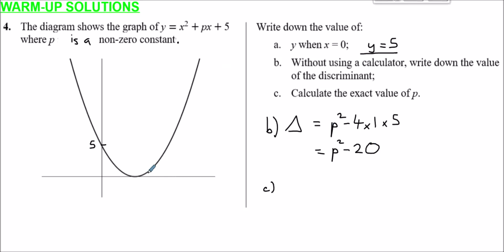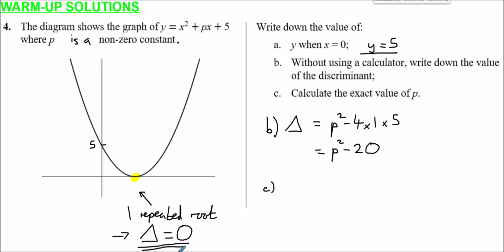For part C, calculate the exact value of p. Well, if we look here, we can see that this curve only meets the x-axis in one particular place. So it's just got one repeated root. So because we can see it's got one repeated root, that tells us that the value of the discriminant must be exactly equal to 0. That's a key property of a discriminant. If it's got one repeated root, the discriminant's equal to 0.